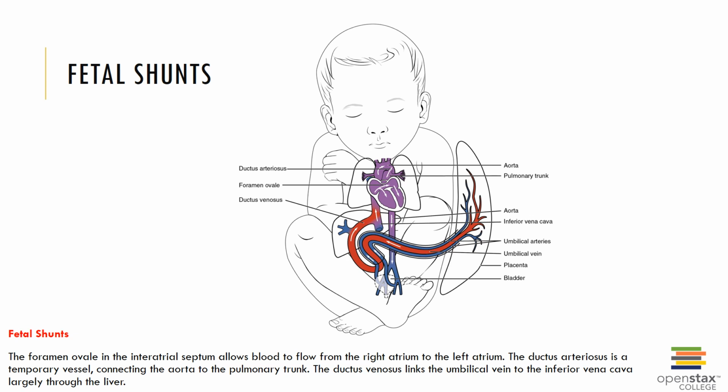The ductus arteriosus is a temporary vessel connecting the aorta to the pulmonary trunk. In case any blood does get into the right ventricle, this shunt can allow blood to go from the pulmonary trunk into the aorta, thereby again bypassing the fetal lungs. The ductus venosus links the umbilical vein to the inferior vena cava, largely through the liver.